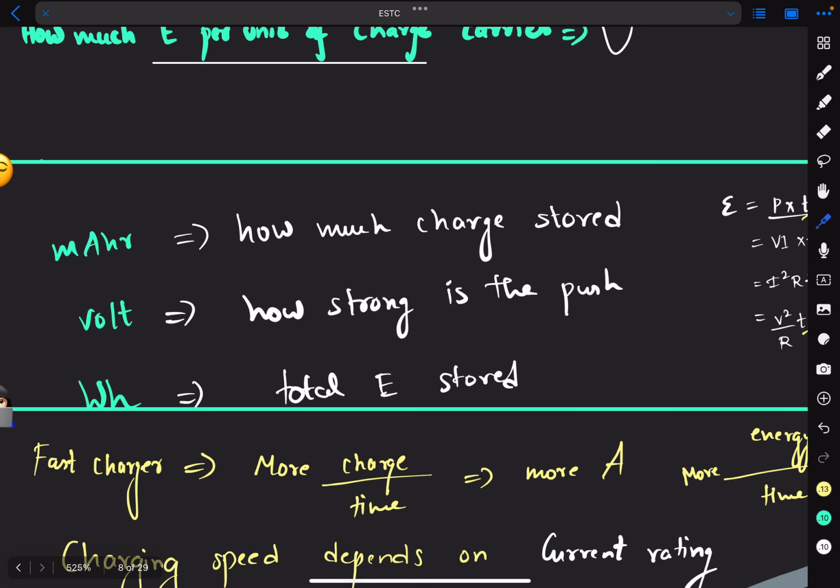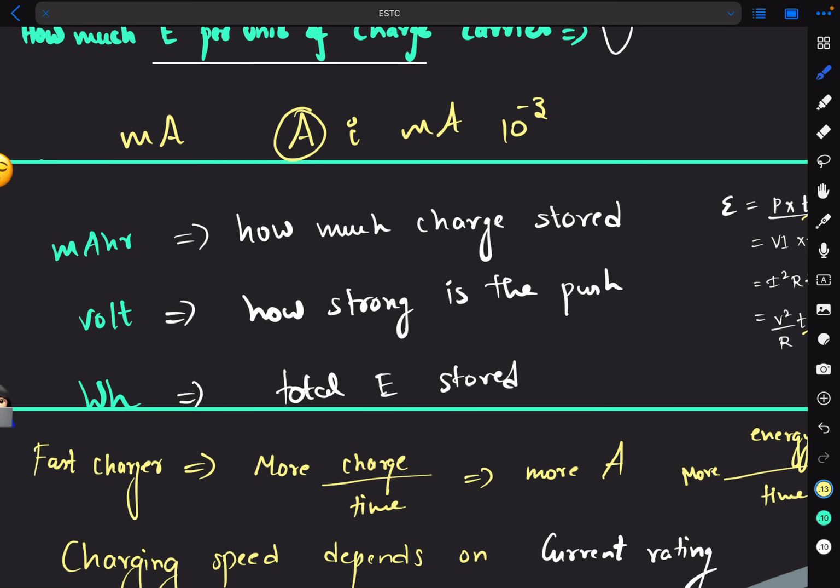This is very important. You know milliampere, right? Ampere is nothing but current. Milliampere is like 10 power minus 3 of current. You know that. But listen to me very carefully. In order to convert ampere to milliampere, you should multiply it with 10 power 3. Now, am I correct? Yeah.